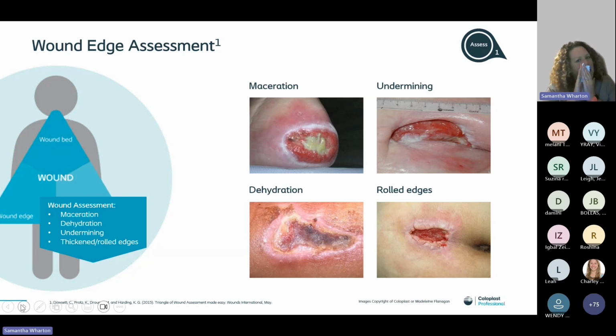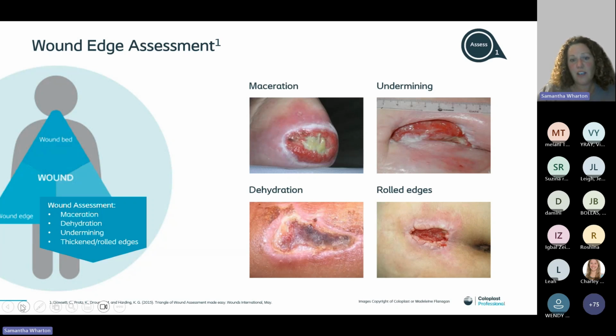And then you look at your wound edge assessment. So that maceration, you can see really clearly in that picture, that white ring around that wound. So those cells are swelling up with the exudate that's sitting on there, and it just breaks down. And if it's not managed effectively, that wound will just get bigger and bigger.